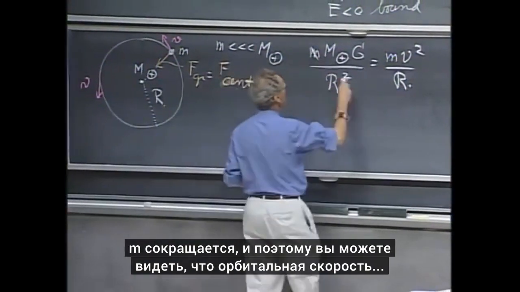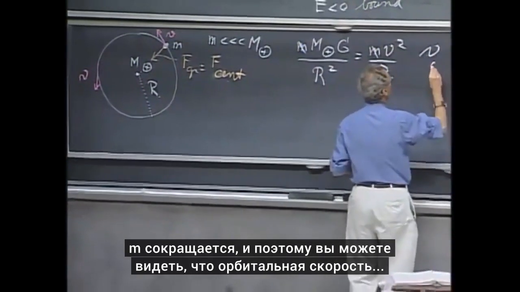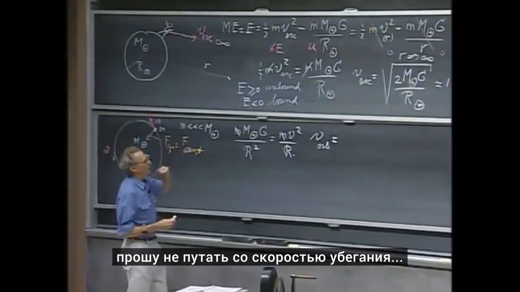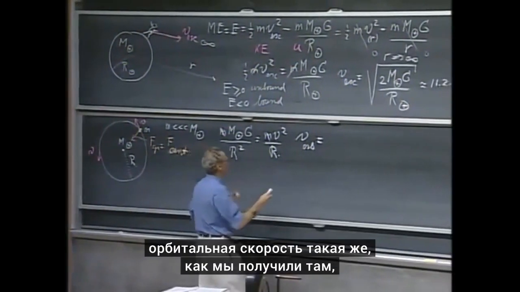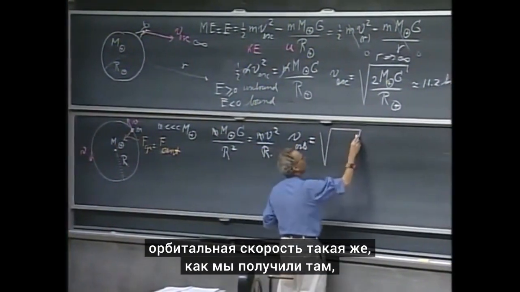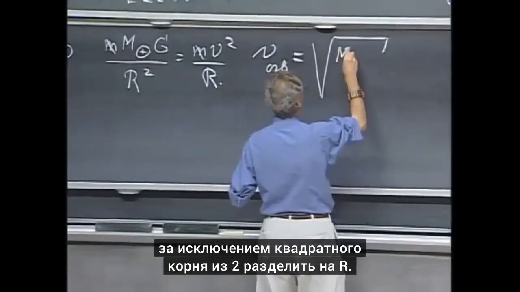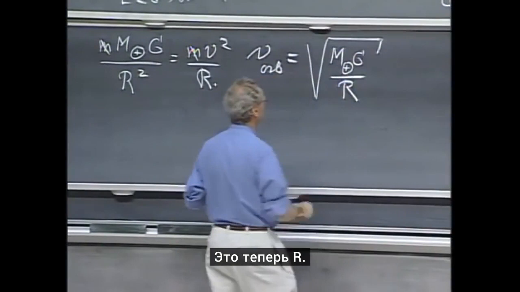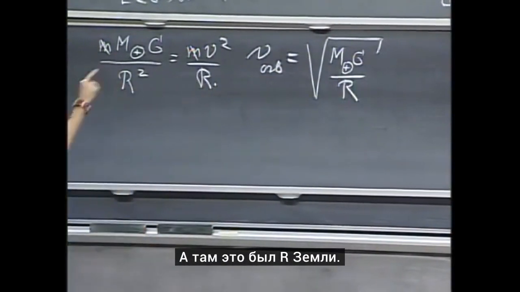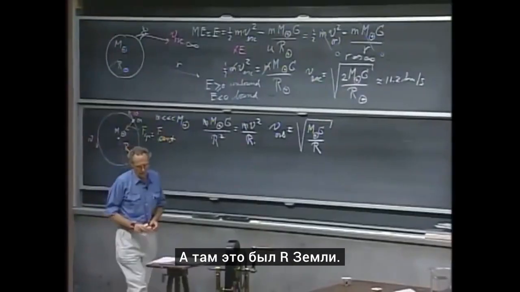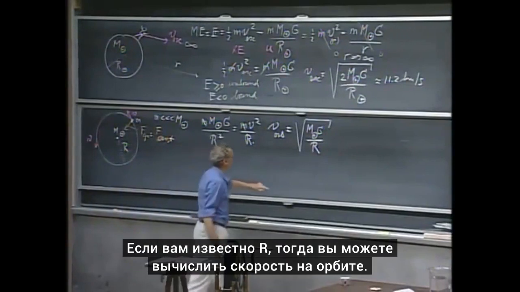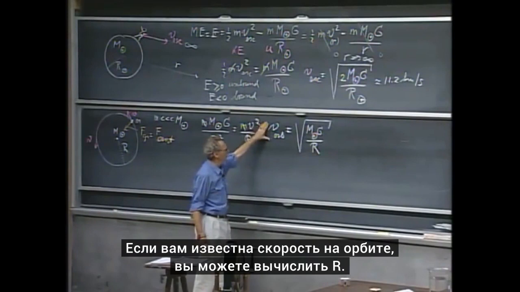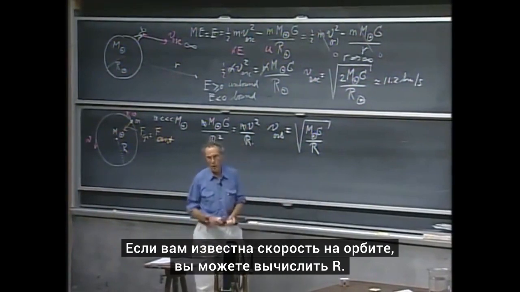So you see now that the orbital speed, not to be mistaken for escape velocity, is exactly the same as what we have there, except for the square root of 2, divided by r. This is now r, and there was r Earth. If you know r, then you can calculate the speed in orbit. If you know the speed in orbit, you can calculate r.